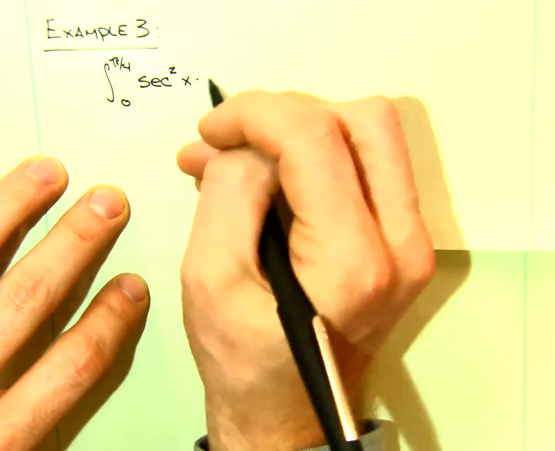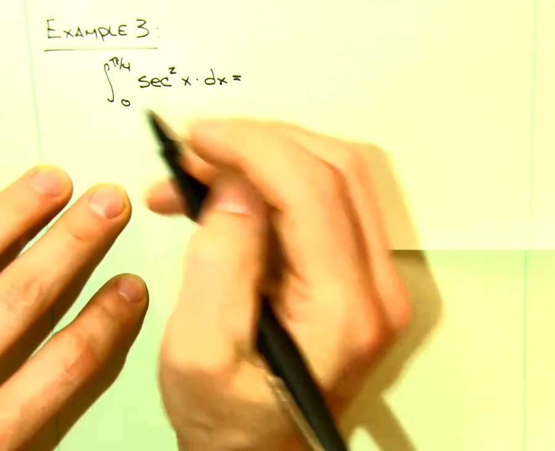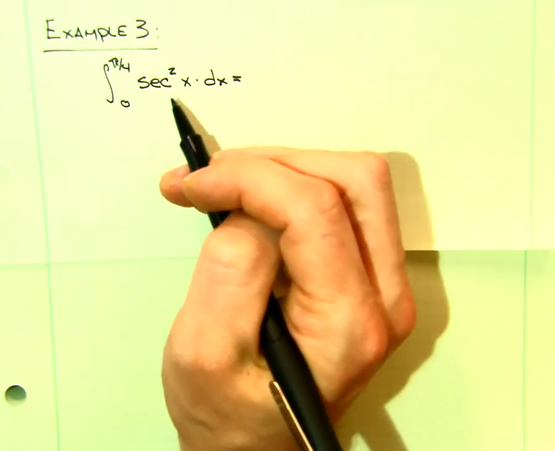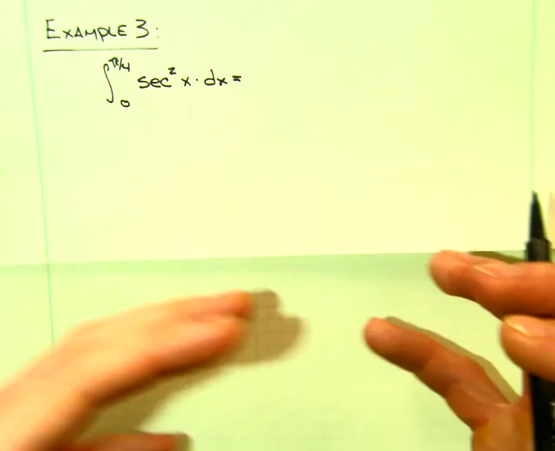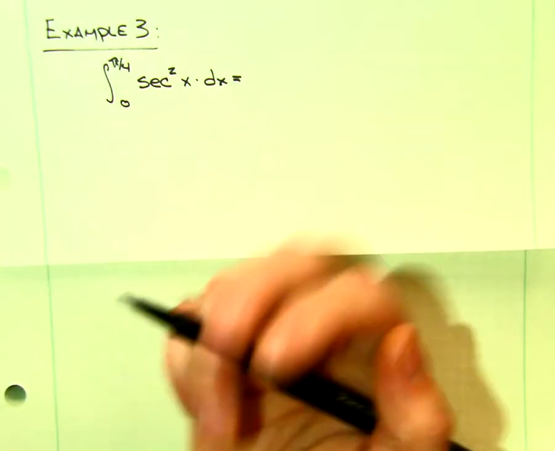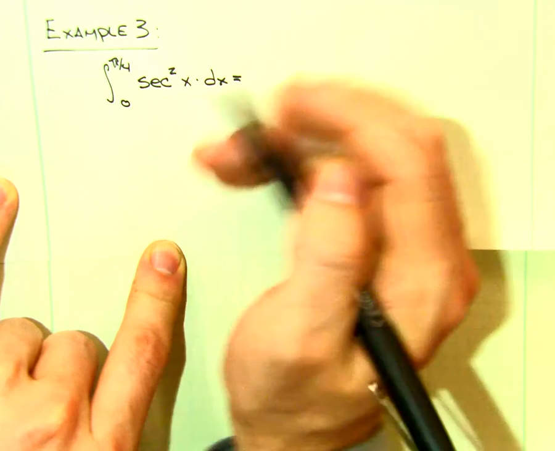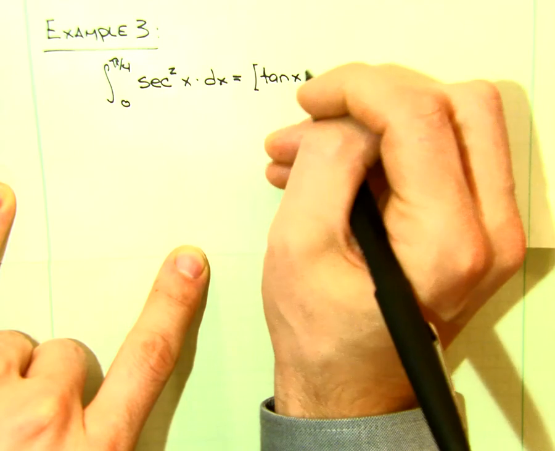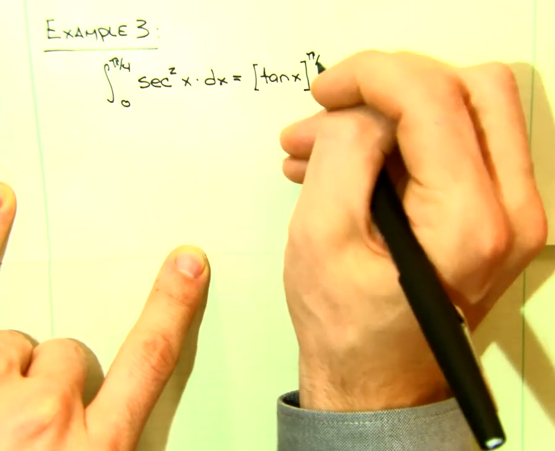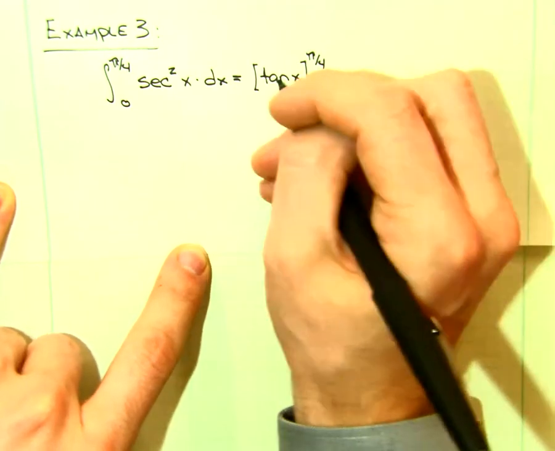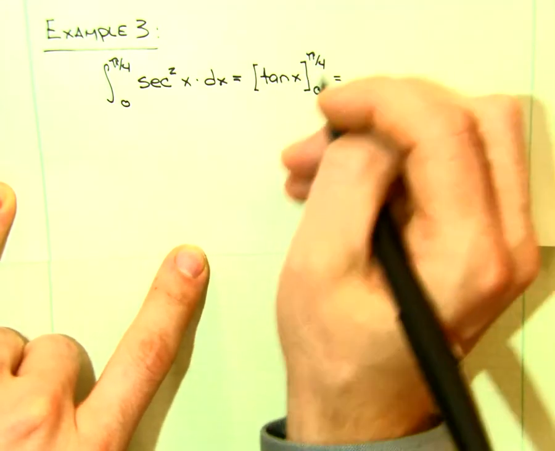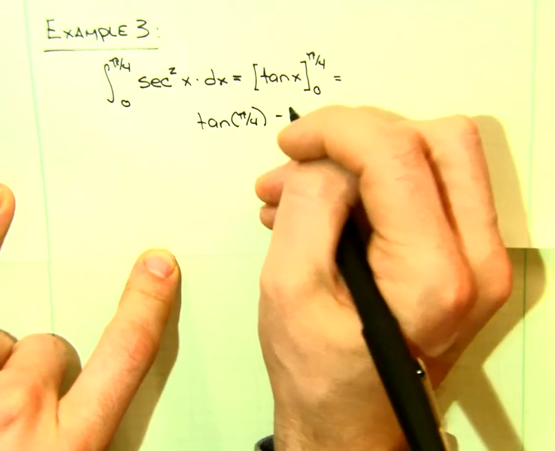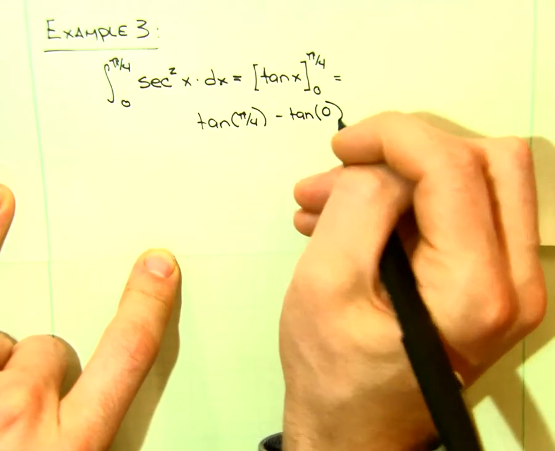The integral of secant squared of x dx. Now secant squared, this is already sort of simplified and rewritten. All I need to do is just look up on my table secant squared, or remember that the derivative of tangent is secant squared. And since I'm going backwards, the antiderivative of secant squared is just going to be the tangent. So I can say the tangent of x from pi over 4 to 0. Now I'm just plugging in my endpoints, right? So I can say the tangent of pi over 4 minus the tangent of 0.